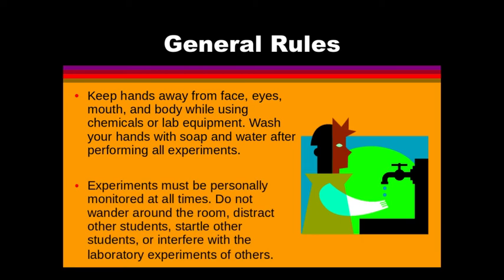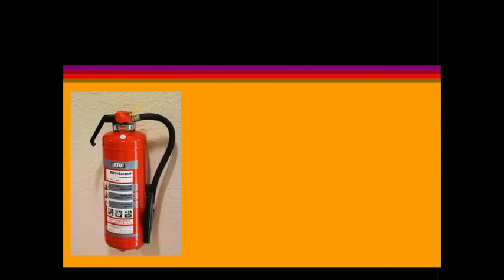Experiments must be personally monitored at all times. Do not wander around the room. Do not distract other students, startle students, or interfere with the lab experiments of others. You and your teammates, usually your table mates, are responsible for your lab. And how you do your lab, you might get different results than how the other table does their lab. And sometimes I give different tables different labs. So you need to make sure you're following your procedure, you're dealing with your table mates, and don't worry about what's going on at other tables.